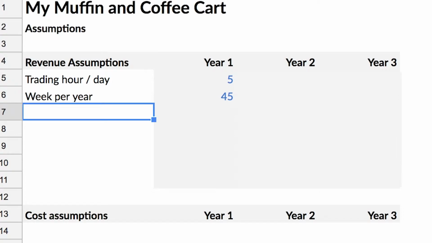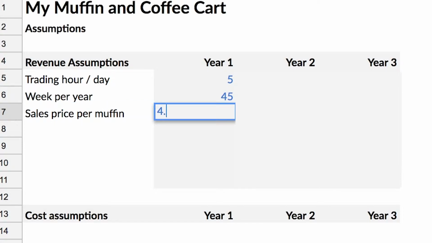Now let's think about how much we're going to charge for each muffin that we sell. So, sales price per muffin. And let's assume after our research we've come up with a price of $4.50. So now we've got how much we're going to sell each muffin for.